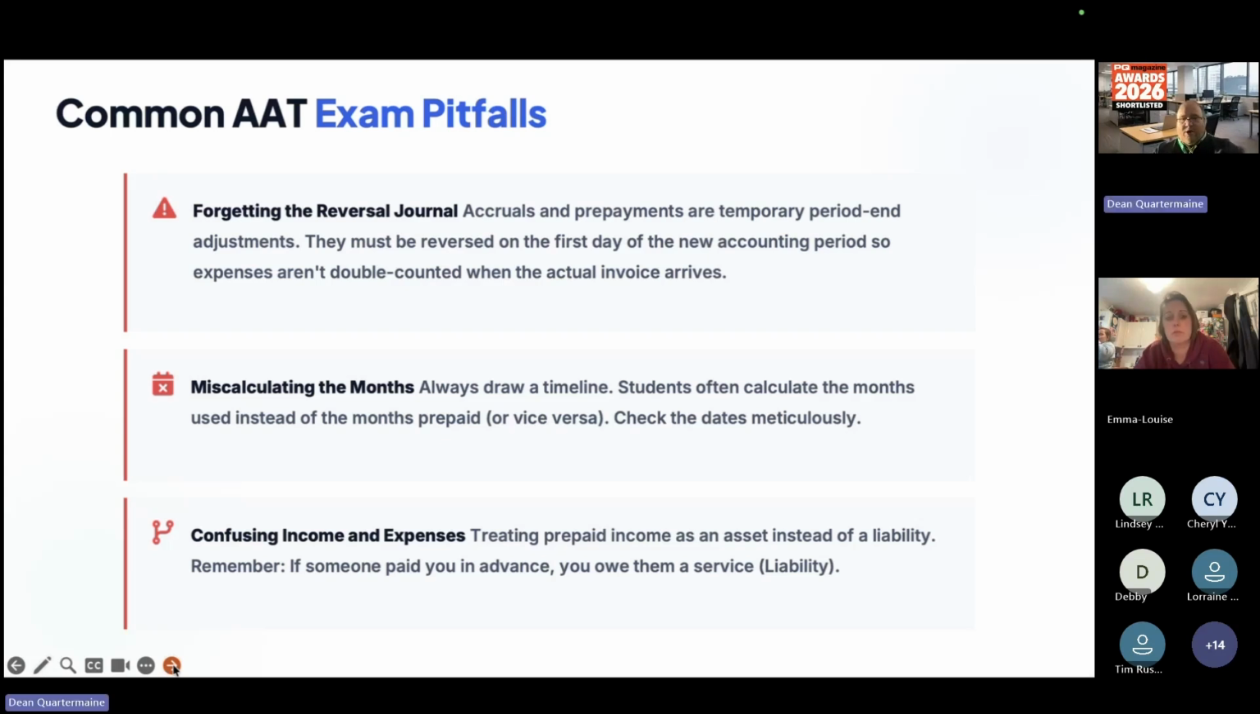Another thing that we see a lot of is confusing income and expenses. That sounds really obvious, but I've definitely seen people treating prepaid income as an asset instead of a liability. If you've been paid in advance, you've now got a liability to either give the service or the goods that you've been paid for, or give them their money back. Prepaid expenses are an asset, because you're going to receive the goods or service or your money back. As it says there, if someone paid you in advance, you owe them a service. You have a liability.